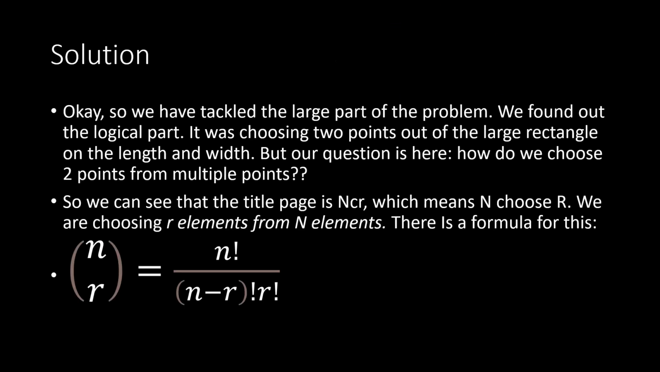But how do we get it? We have tackled a large part of the problem right here. We found out the logical part was choosing 2 points out of the large rectangle on the length and the width. But our problem is here: how do we choose 2 points from multiple points? Here's our main question, and this is where nCr kicks in.